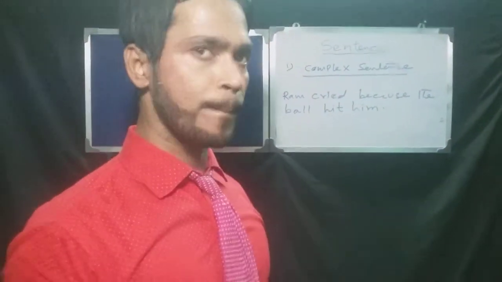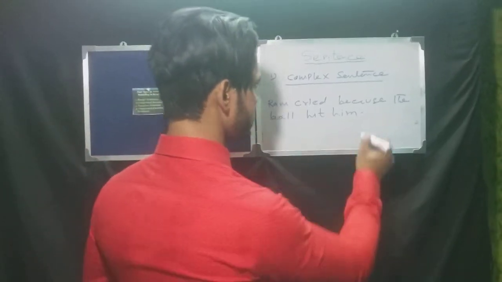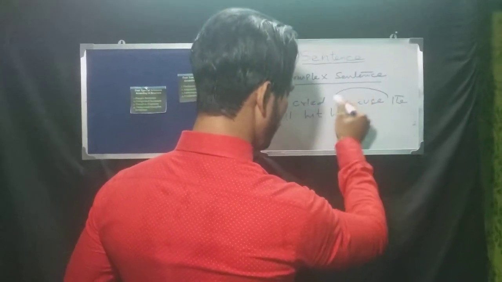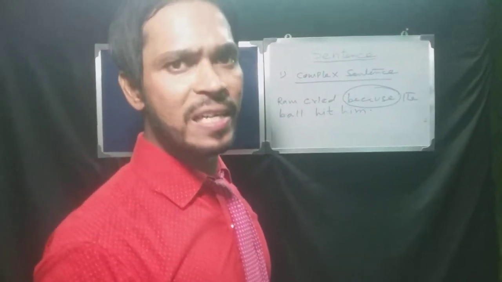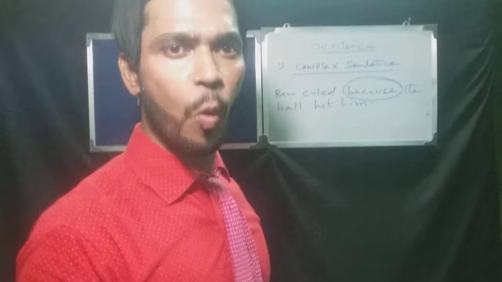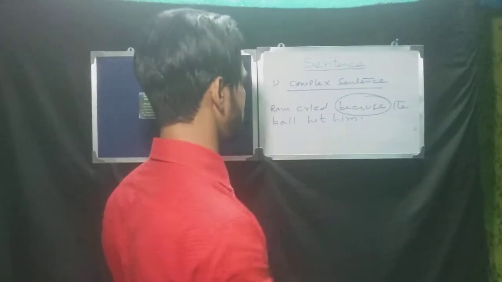Ram cried because the ball hit him. So because is a subordinating conjunction. So what are the subordinating conjunctions? Because, though, although, after, etc. are subordinating conjunctions.